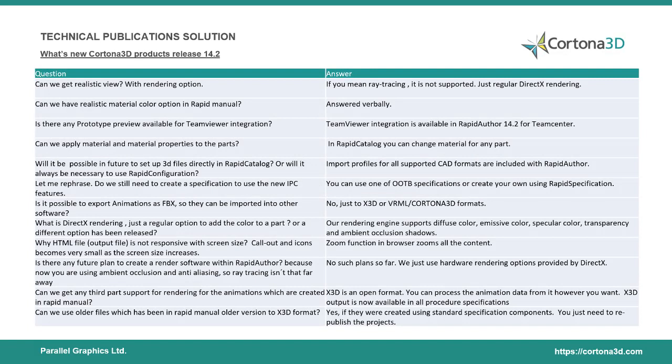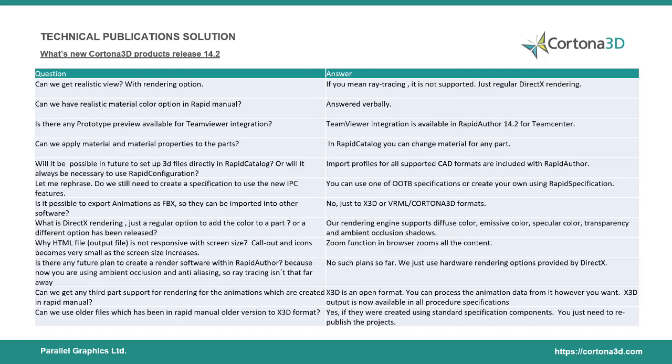The first question from Rizwan: can we get a realistic view with a rendering option? You can use Generate Raster from the current 3D view within any of the authoring tools except RapidText. So whatever you have in the 3D view can be captured as raster. Other question: can we have a realistic material color option in RapidManual? Currently, we do provide a set of tools allowing you to specify certain properties, such as obviously the RGB code, transparency, and certain lighting options.